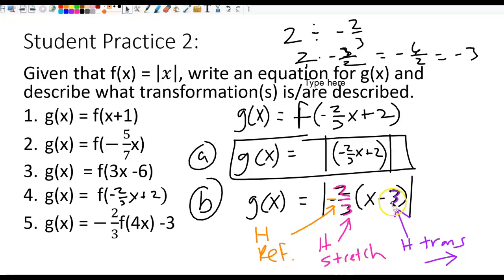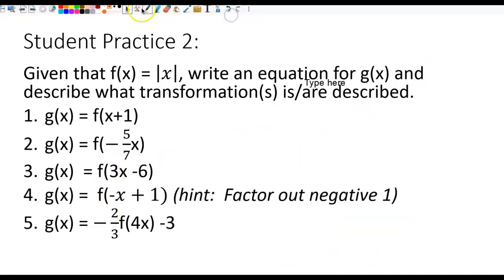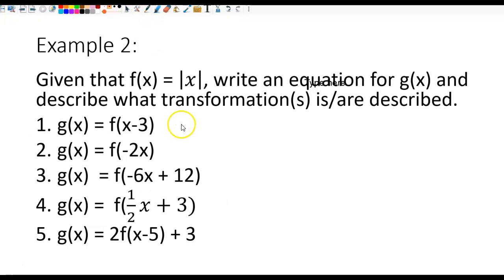And then we're subtracting 3, which is a horizontal translation to the right. And if you want to know how the 2 became a 3 when we factored out the 2 thirds, I've got my work up here. We did 2 divided by negative 2 thirds, which is 2 times negative 3 halves. Multiplying straight across, you get negative 6 over 2, negative 3. Okay, so there's that. Let's go ahead and do one more problem for the day.